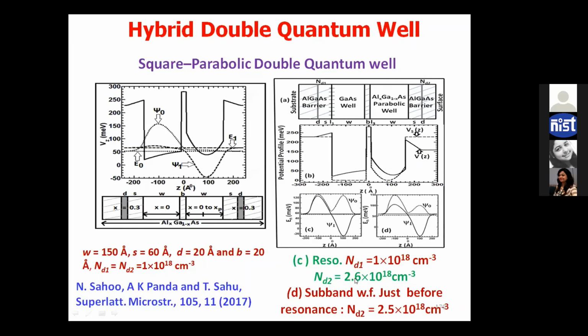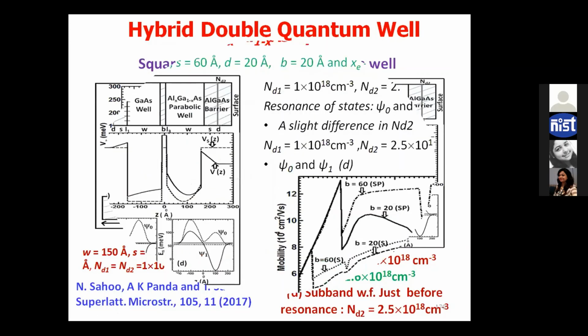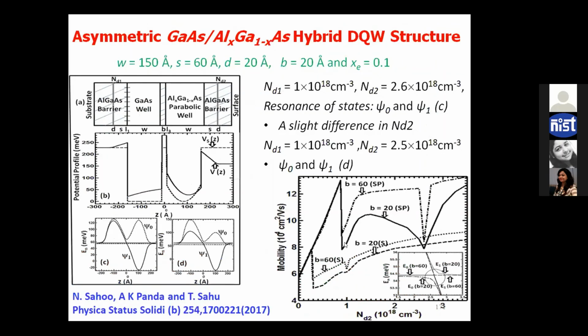That means normally if the structure is symmetric, the resonance should occur at ND1 equal to ND2. But here, as we initially made the structure asymmetric, we dope differently and we make the resonance. And at the resonance, there will be a drop in mobility. It will give you asymmetric, that is oscillatory nature. You can see here this oscillatory behavior.